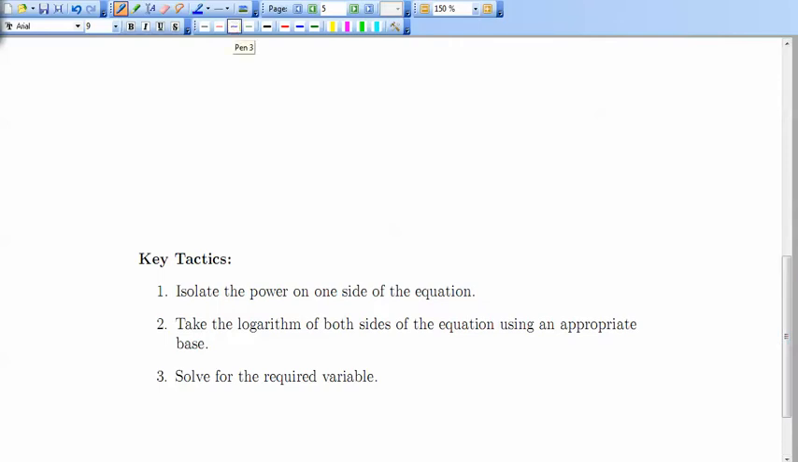So again, our key tactics here for solving an exponential equation are to isolate the power on one side of the equation, if you can do that. Then you take the logarithm of both sides of the equation with an appropriate base. If there's just one power, you'd use the same base as the power. And then it should break down into maybe a linear or quadratic equation. You should be able to solve it. Let's take a look at a couple more examples here.